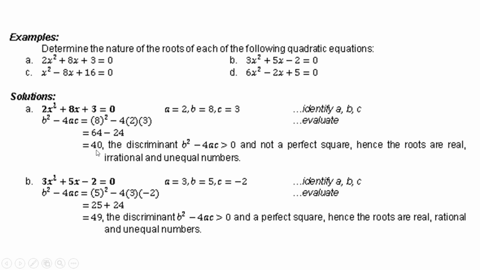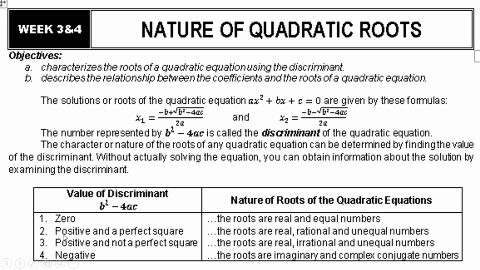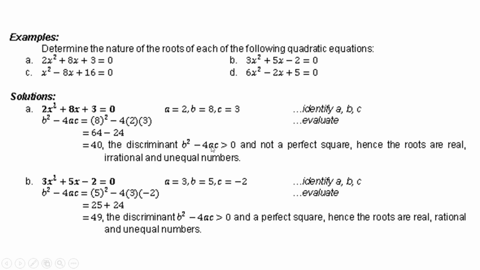So let us go back to the table. Where does the 40 belong? Let us check. Positive, is it a perfect square? No. So, positive, not a perfect square. Its nature: real, irrational, and unequal numbers. The discriminant is greater than 0, meaning not 0 but positive, and not a perfect square. So the roots are real, irrational, and unequal numbers.